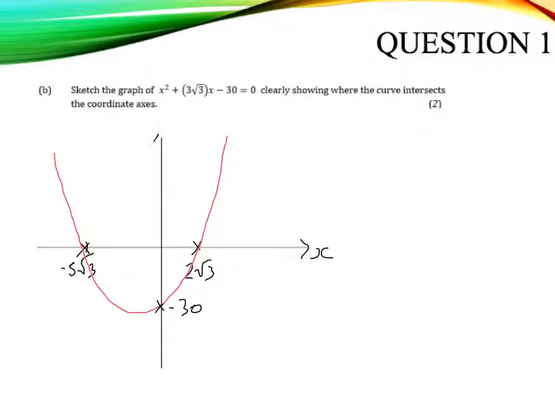So if we're just labelling this up neatly, I've got my x-axis clearly shown. I've got my y-axis clearly shown. I've shown where it intersects the x-axis at the 2 points. I've shown where it intersects the y-axis. Yours should look something similar to this.